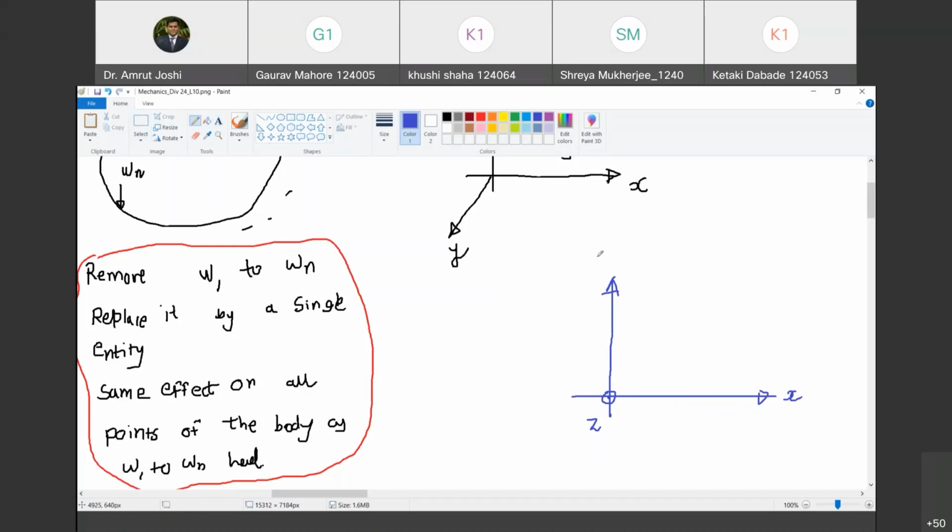Sorry, this is Z and this is Y. Now, let us have a body like this here, and you have forces P1, P2, P3.